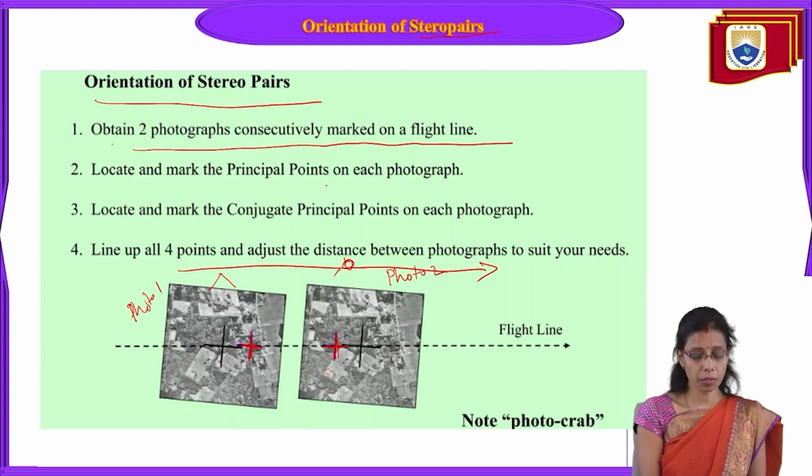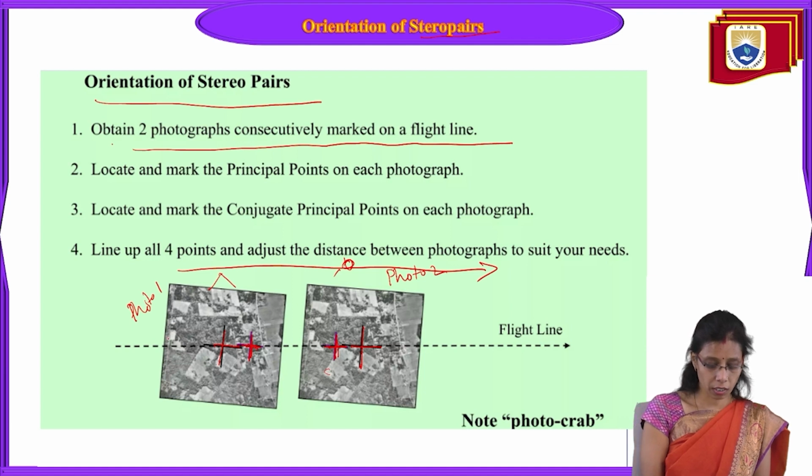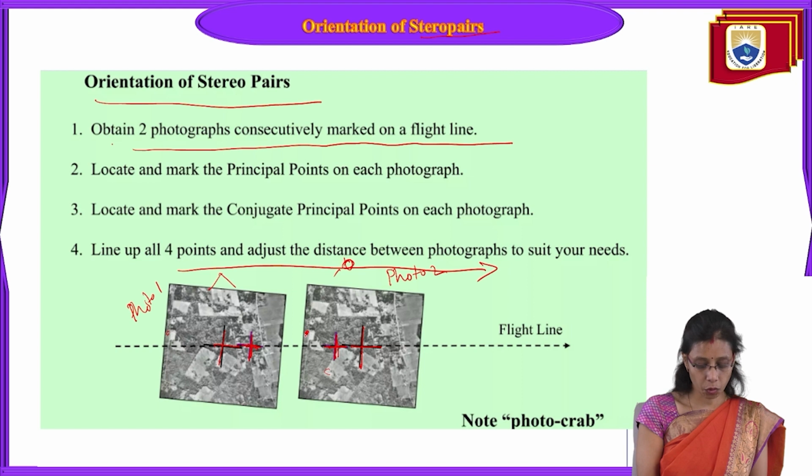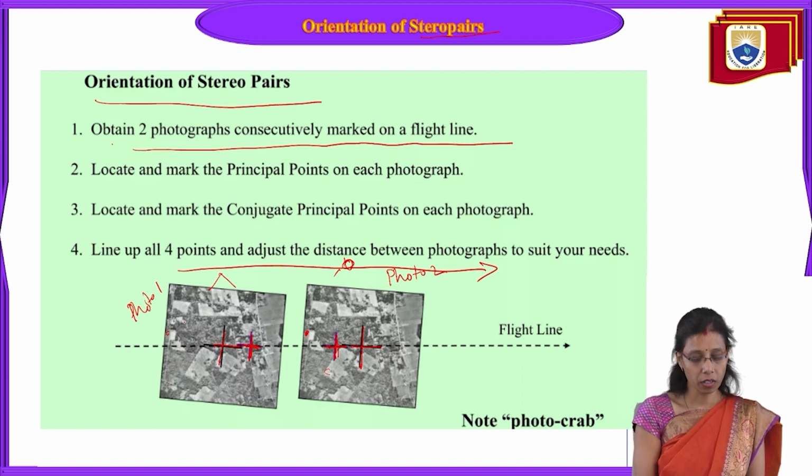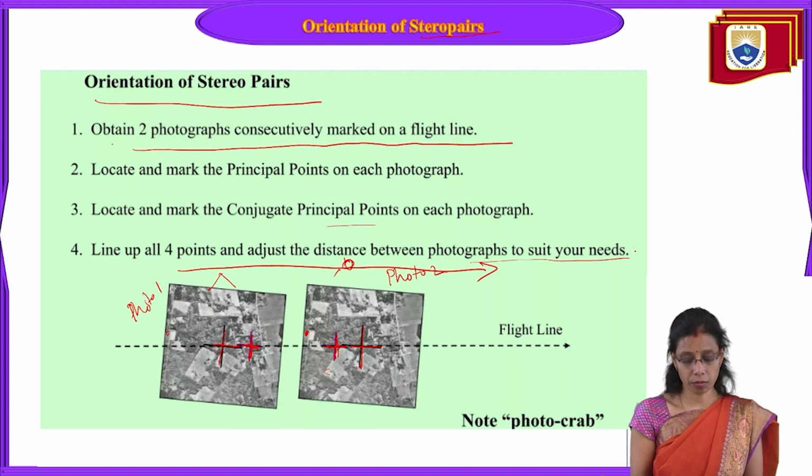So locate and mark the principal points on each photograph. This is the principal point of this photo, and here is the principal point of this photo. You can see that the principal point of photo number 1 is here somewhere, and in photo number 2 it is somewhat here. In this photo you can see the difference: here more portion is covered, here less portion is covered. Then locate and mark the conjugate principal points on each photograph. Line up all 4 points and adjust the distance between photographs to suit your needs.